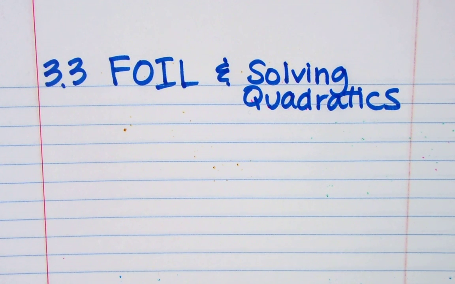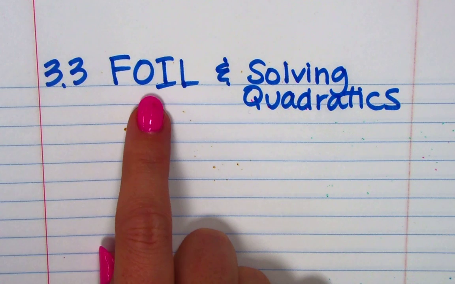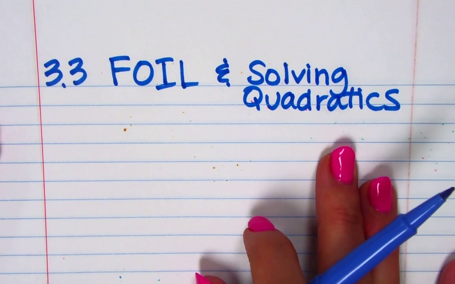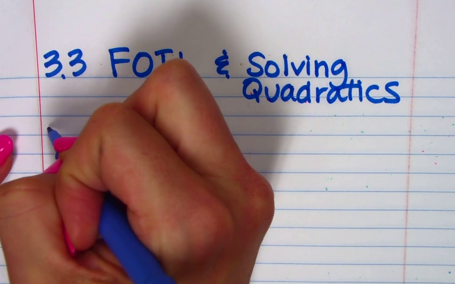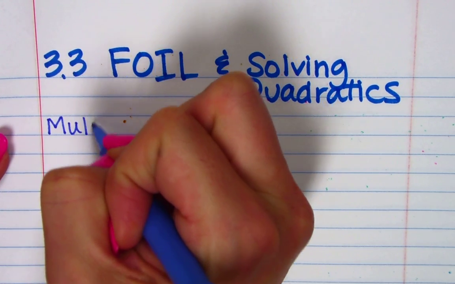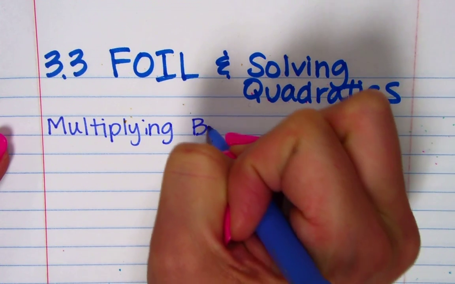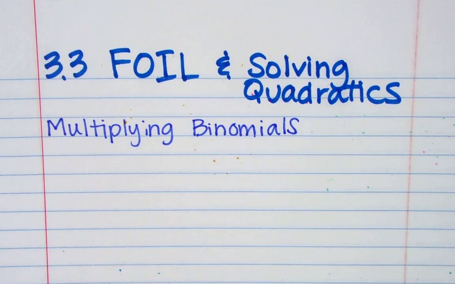Okay, today's lesson is the FOIL method, and solving quadratics. FOIL is an acronym, meaning each letter stands for a word that we're going to use to help you remember it. We're going to be continuing on with quadratics and learning stuff about those. We're going to be multiplying binomials today.